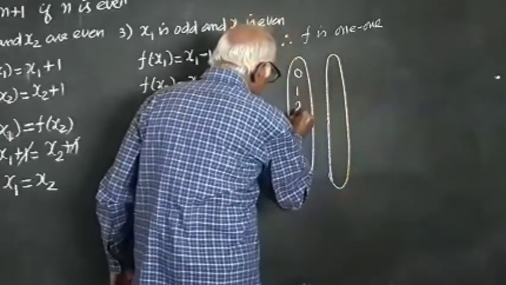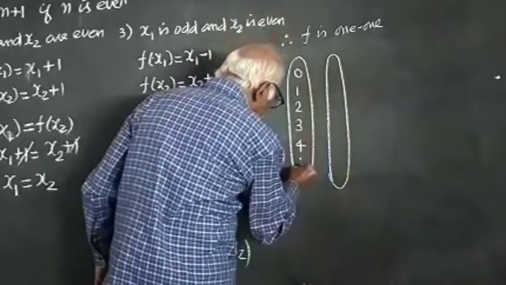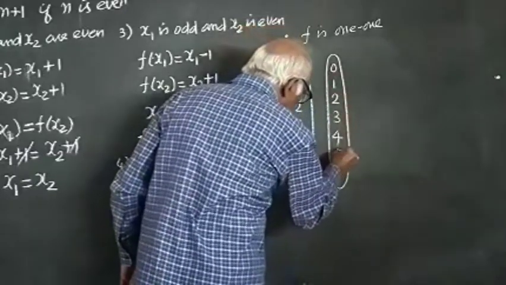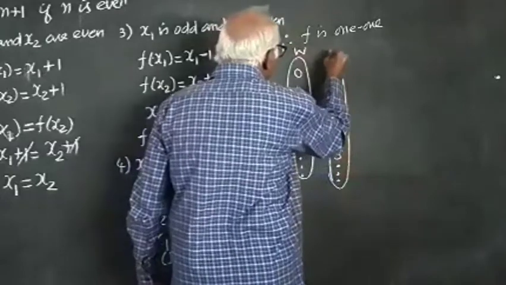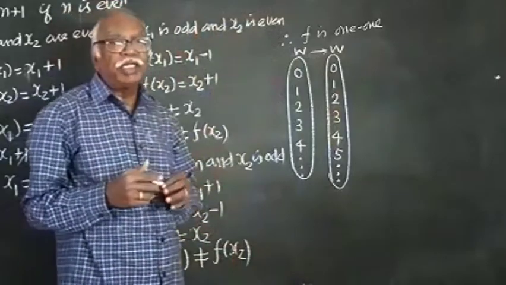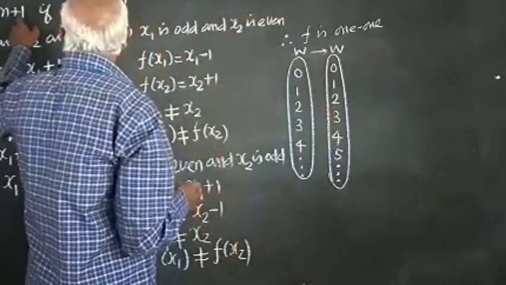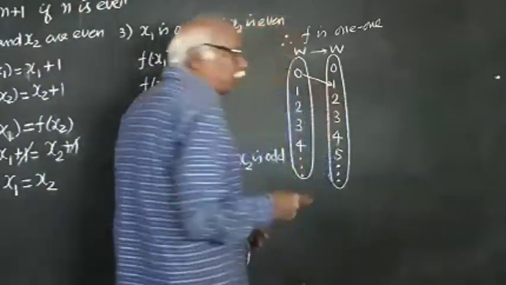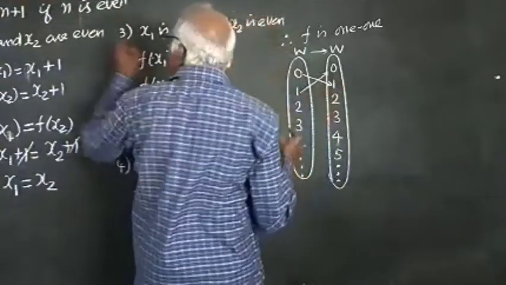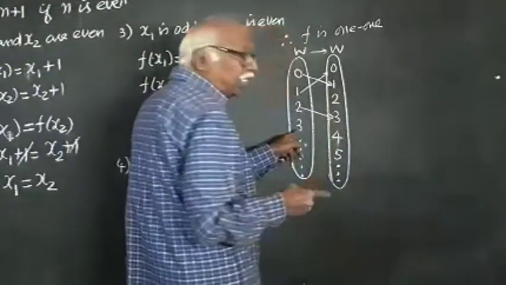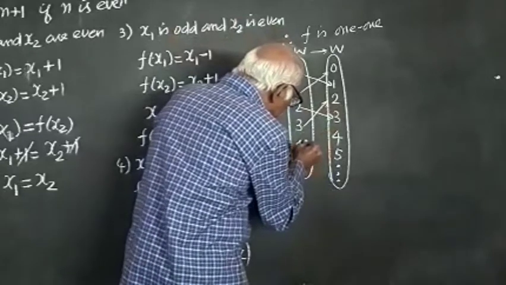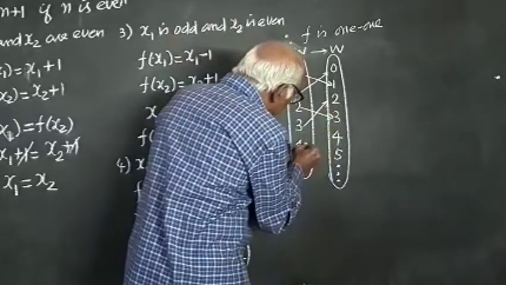Consider the arrow diagram. Domain 0, 1, 2, 3, 4, and so on. Codomain 0, 1, 2, 3, 4, 5, and so on. W to W. Now 0 is considered to be an even number. 0 maps to n plus 1, 0 plus 1, which is 1. 1 is an odd number, 1 minus 1 is 0. 2 plus 1 is 3. 3 minus 1 is 2. 4 is an even number, 4 plus 1 is 5.